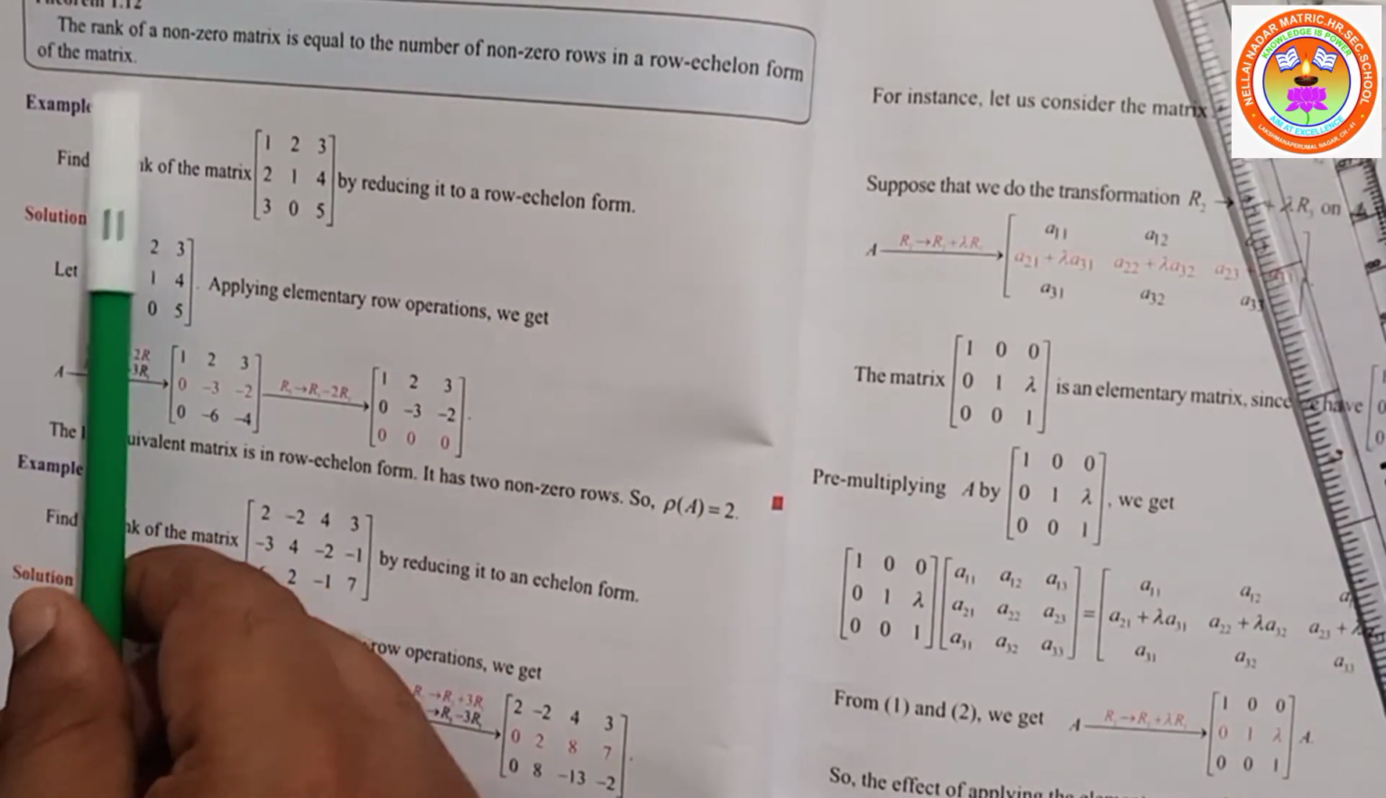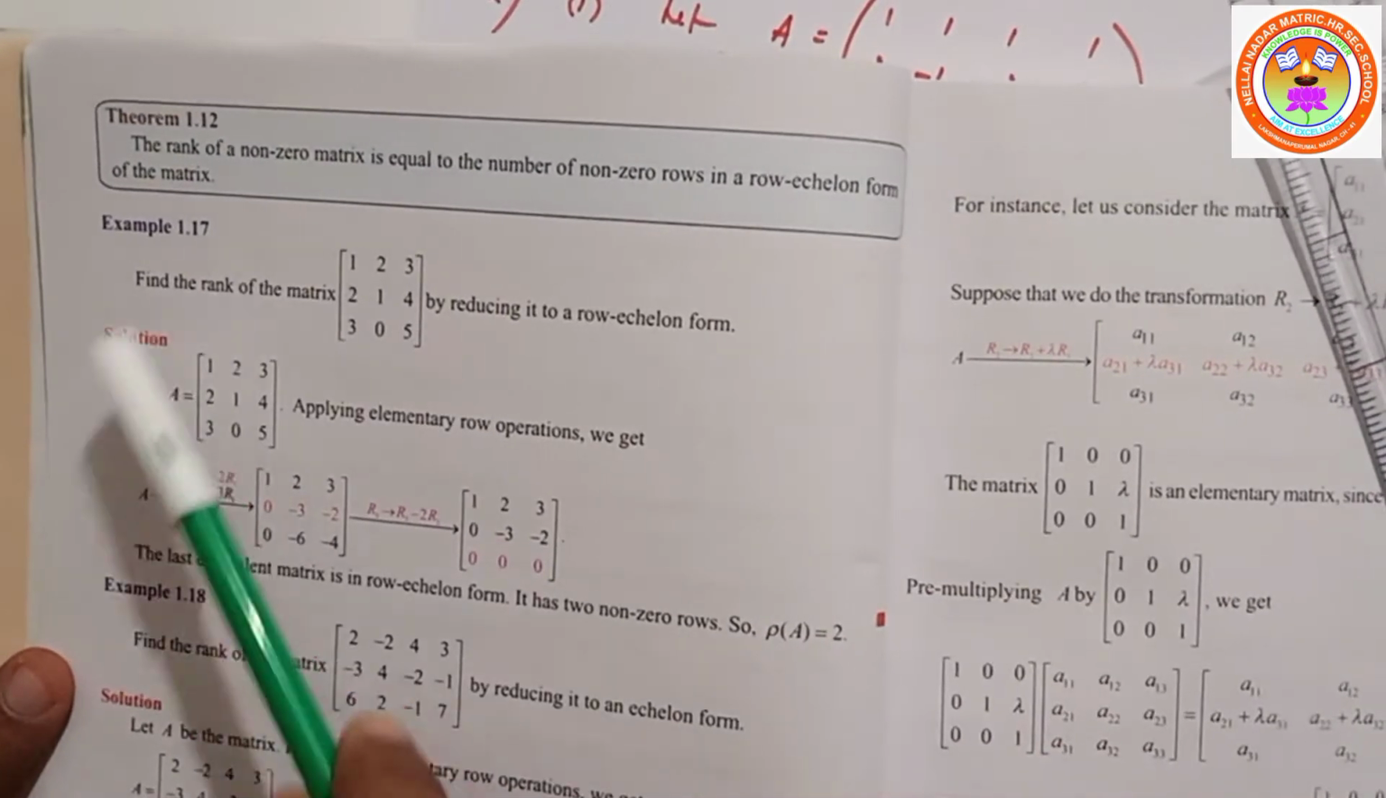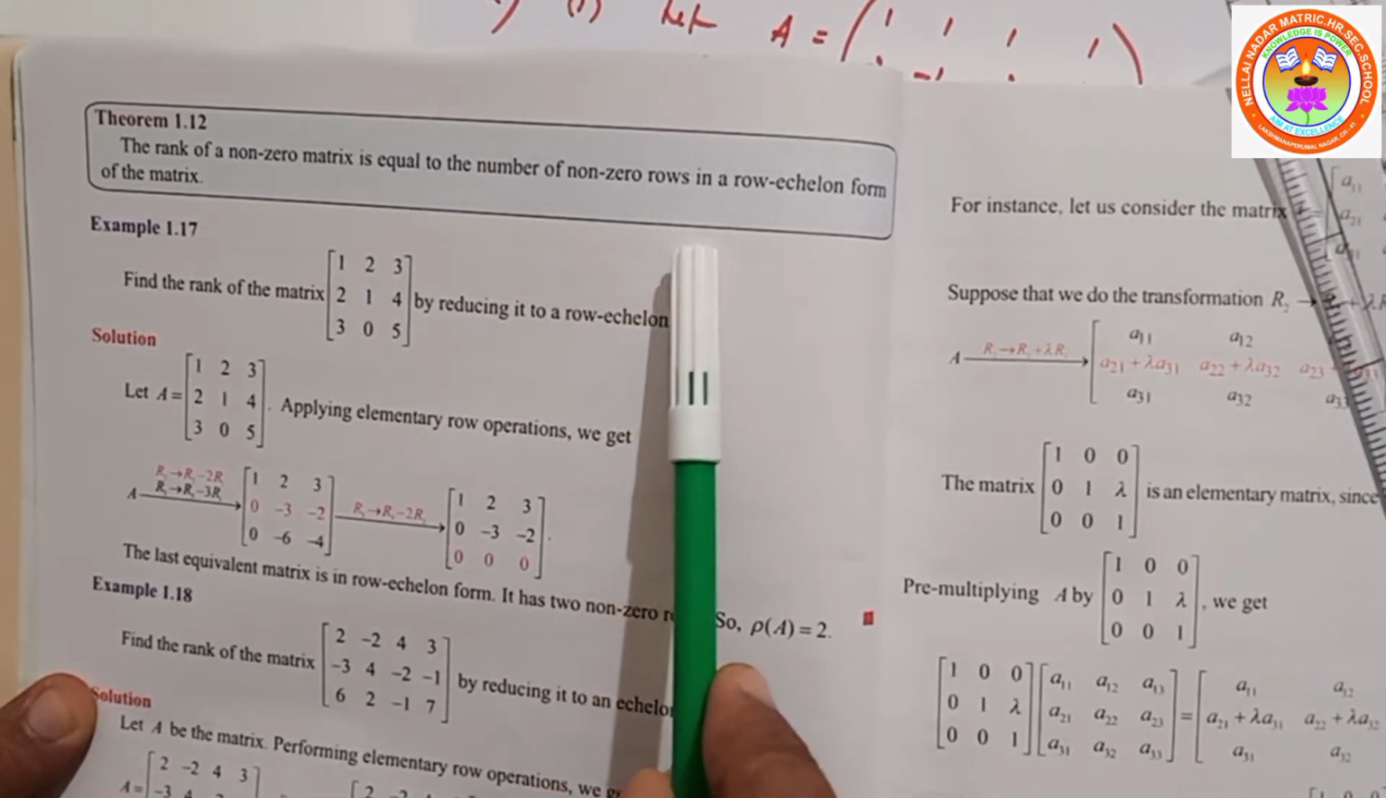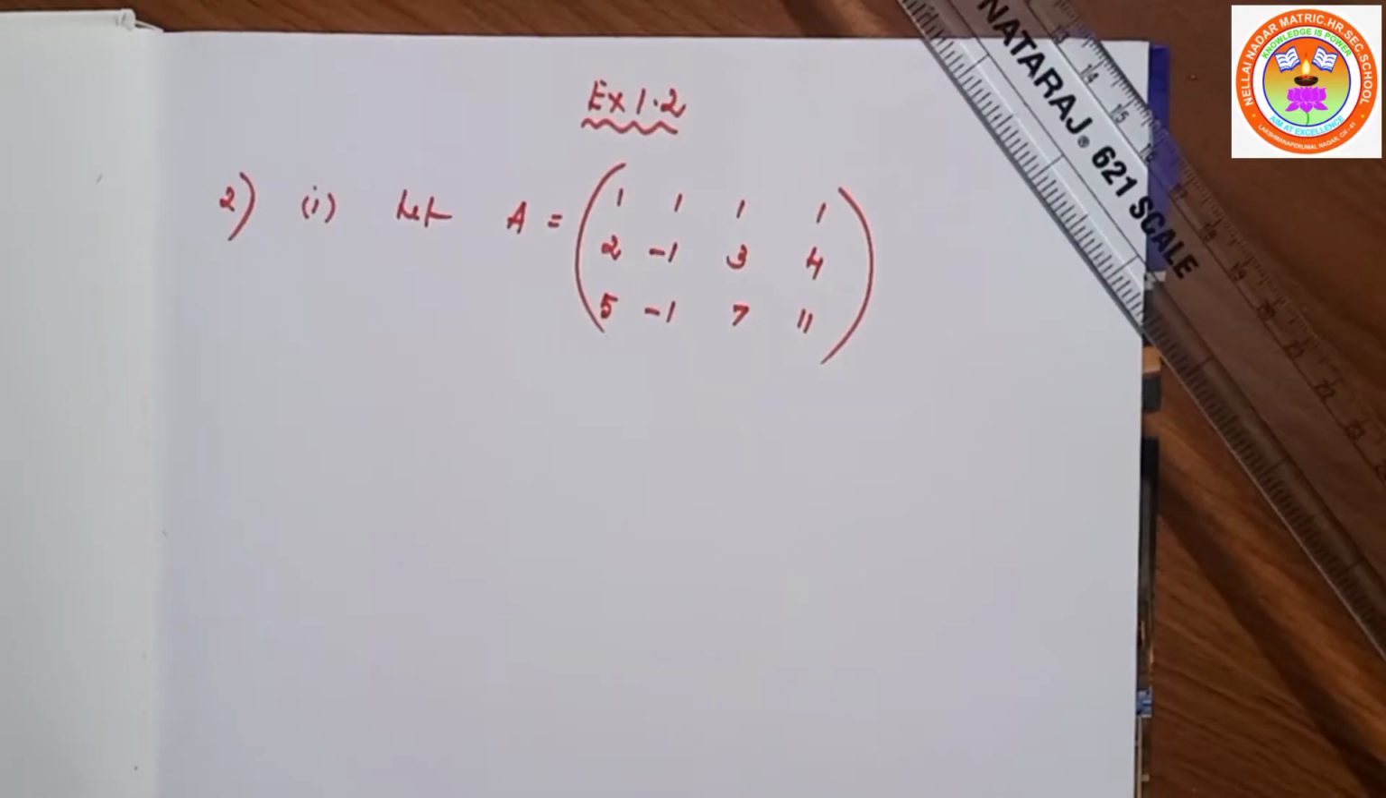Here is the definition. I read that one. The rank of a non-zero matrix is equal to the number of non-zero rows in a row echelon form of the matrix. So I'll tell you in detail how to convert the given matrix into echelon form. This is problem number 1, subdivision number 1. How to convert the given matrix into echelon form?